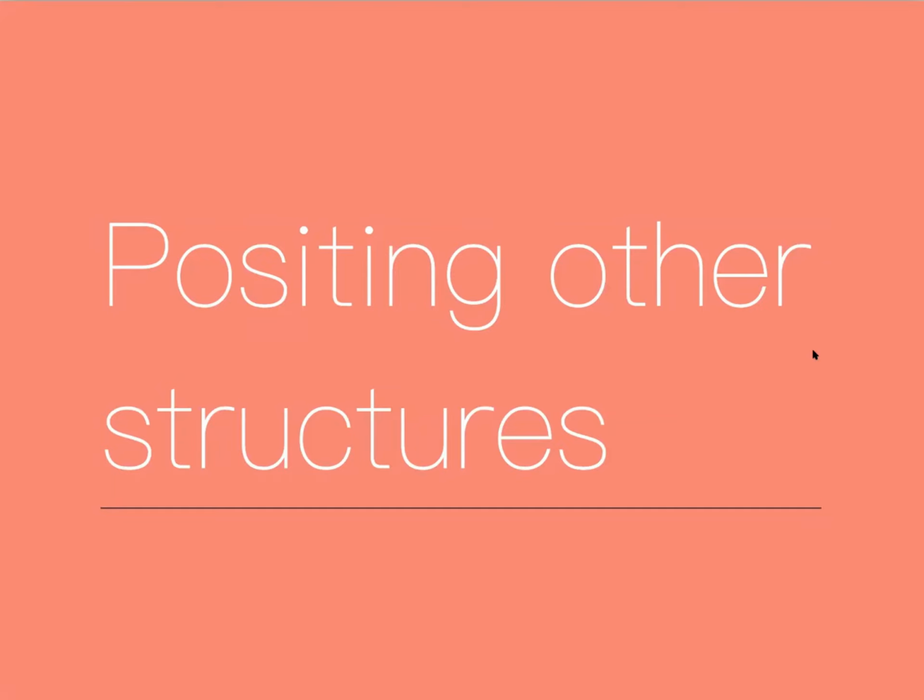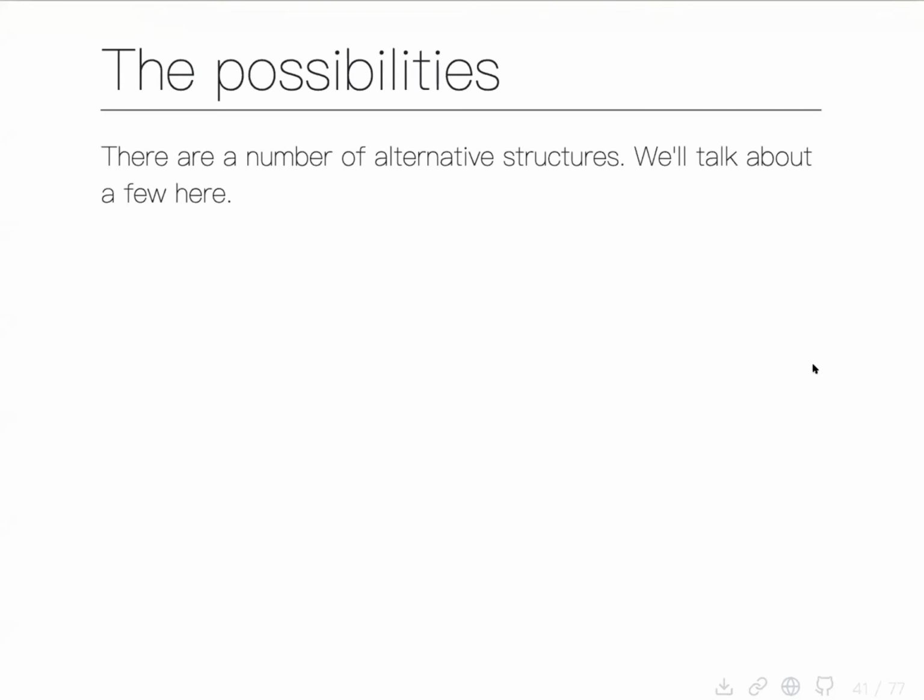Okay, so positing other structures. There are a whole bunch of different alternative variance covariance structures that you could fit. We'll talk about a couple here, some of the most common. And from there, hopefully, you'll be fitting some of these as well. And if you want to go deeper from there, you can. But I think these ones that I've brought out are the most useful.